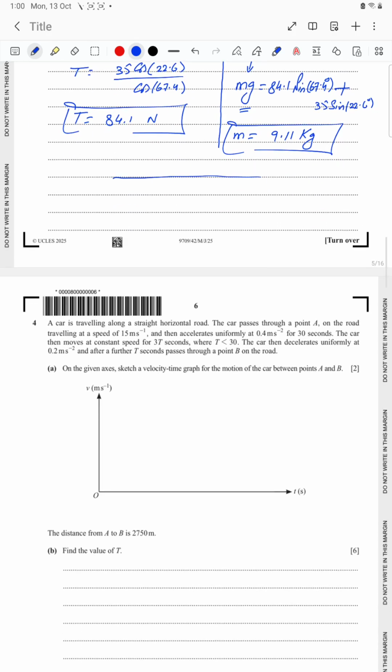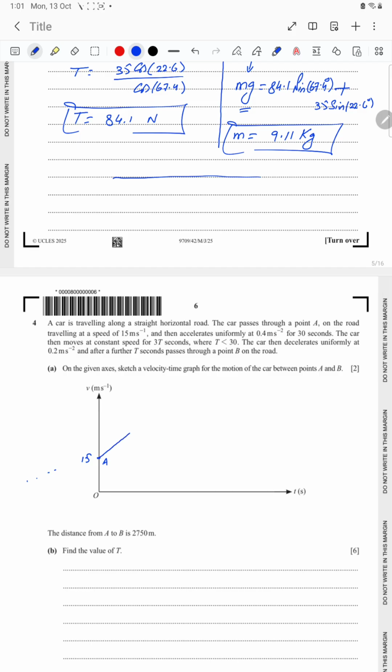Okay, question number 4. A car is traveling along a straight horizontal road. The car passes through point A on the road traveling at a speed of 15 meter per second. The car is coming from somewhere, we don't know, but it is traveling at 15 meter per second at point A, right? Not 0. Then it accelerates uniformly at 0.4 meter per second squared for 30 seconds.